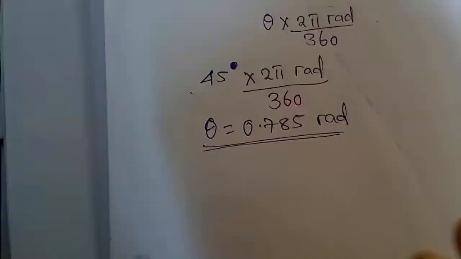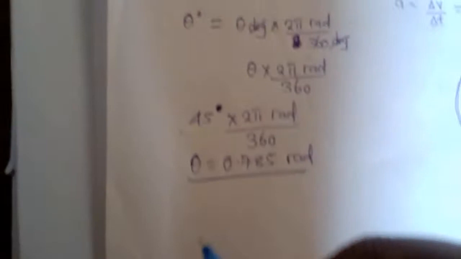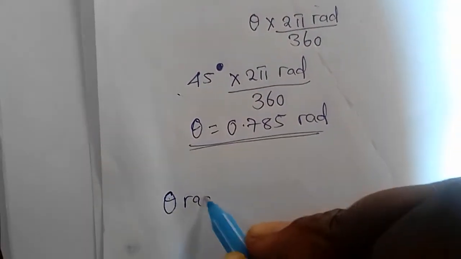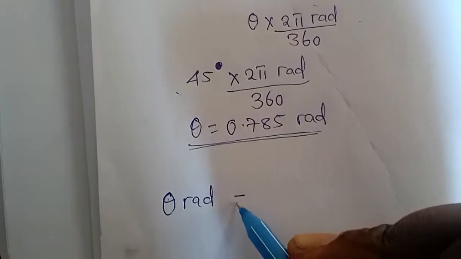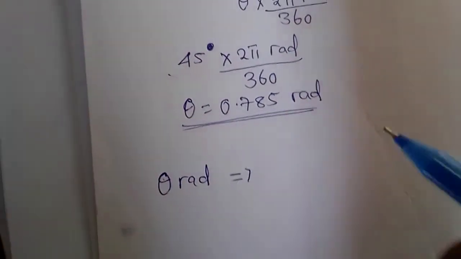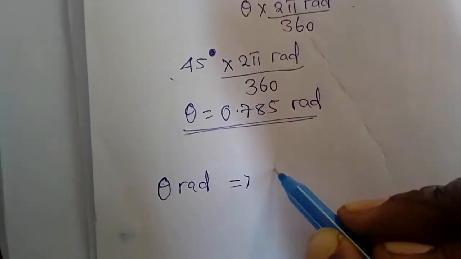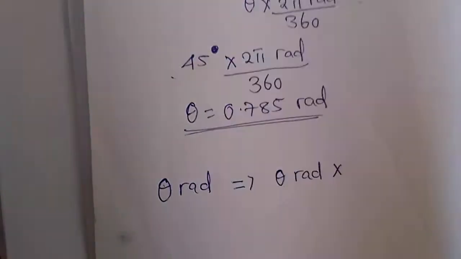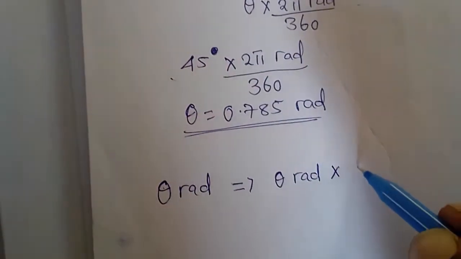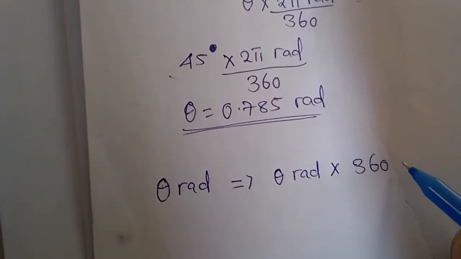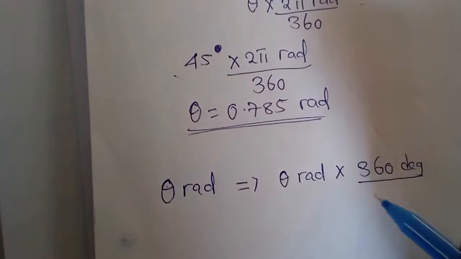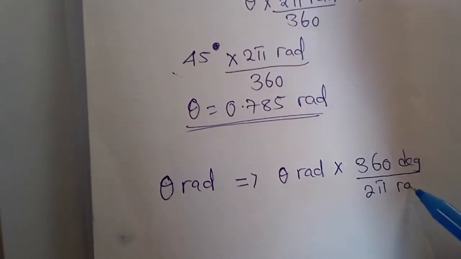But then what if we want to convert from radians to degrees? So if we've got an angle theta in radians and you want to convert it to degrees, you are simply going to have to multiply your angle theta in radians multiplied by 360 degrees divided by 2 pi radians.